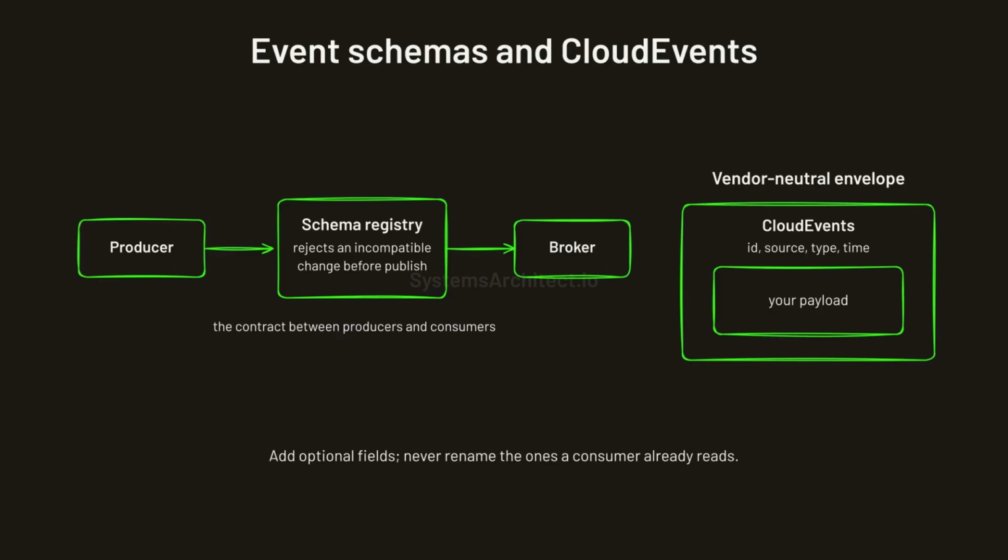An event schema is the contract between producers and consumers. So why bother writing one down? Without one, a renamed field breaks a downstream service you have never met. A schema registry stores those definitions and enforces compatibility rules before a producer can publish. Confluent Schema Registry, the AWS Glue Schema Registry, and Azure Schema Registry all serve that purpose. The CloudEvents specification is a vendor-neutral format for the envelope around your payload. It standardizes fields like source, type, and ID, so tooling works across providers.